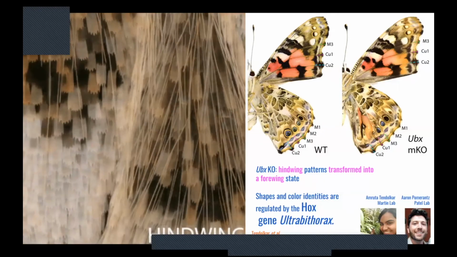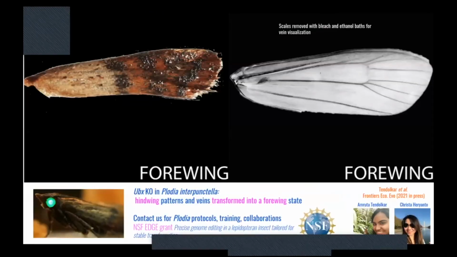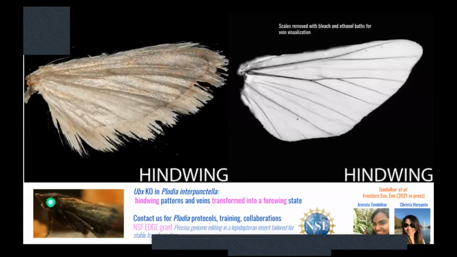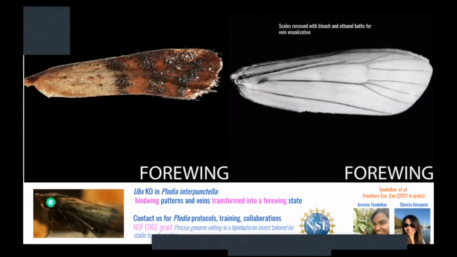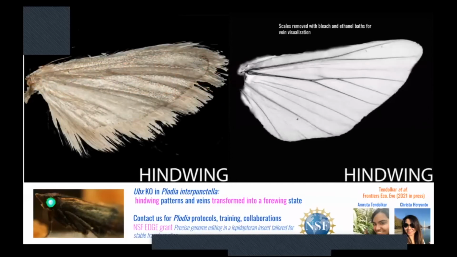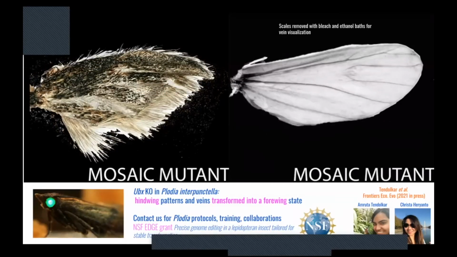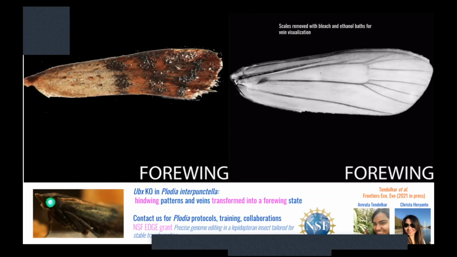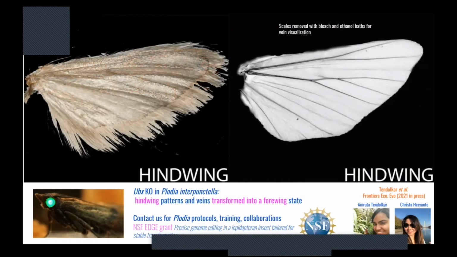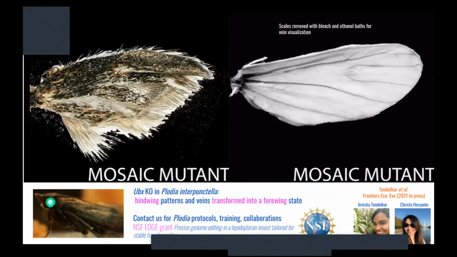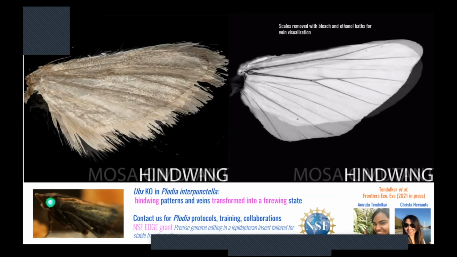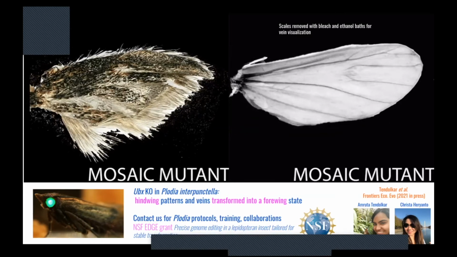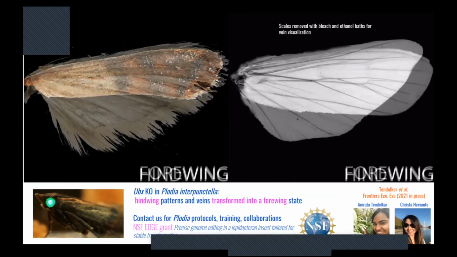We also replicated those results in other species, including the mealmoth, which I'm very excited about. So the Indian mealmoth Plodia interpunctella is behaving very well in our lab. We also have an NSF grant to develop CRISPR methodologies, and don't hesitate to contact us for protocols or for learning more. When we knock out UBX, we get transformation of the hind wings into forewings.